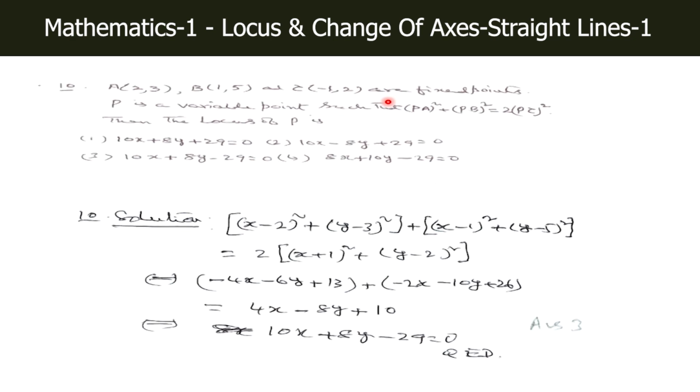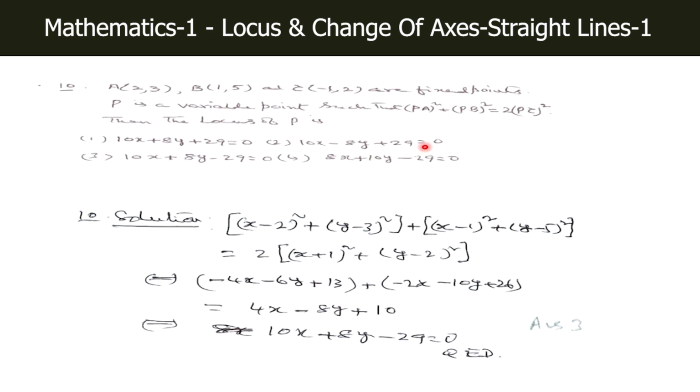Right. Question number 10. A(2, 3), B(1, 5) and C(-1, 2) are fixed points. P is a variable point such that PA square plus PB square is equal to twice PC square. Then the locus of P is: 1) 10x plus 8y plus 29 equal to 0, 2) 10x minus 8y plus 29 equal to 0, 3) 10x plus 8y minus 29 equal to 0, 4) 8x plus 10y minus 29 equal to 0.